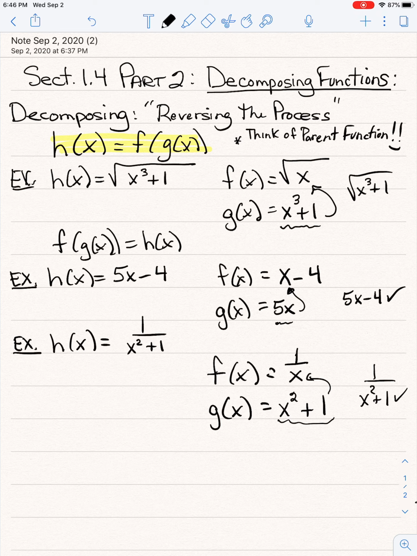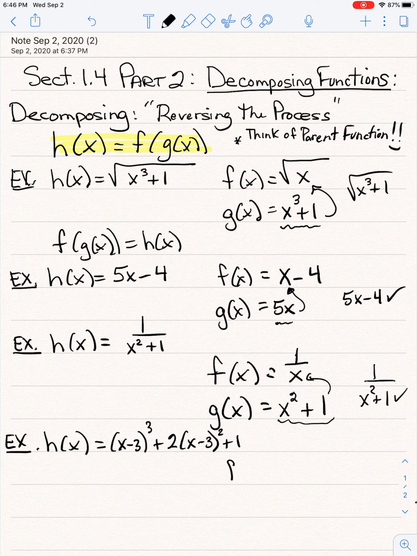Gosh, how about we'll do one more here. And like I said, it takes a little bit of practice to catch on to this. All right, let's say h of x equals (x minus 3) cubed plus 2 times (x minus 3) squared plus 1. Okay, so we've got to think about how we're going to break this one apart.